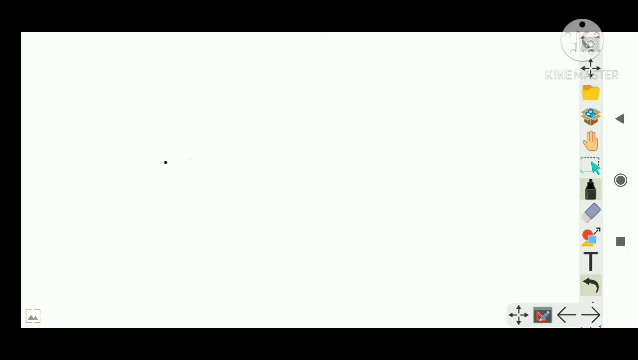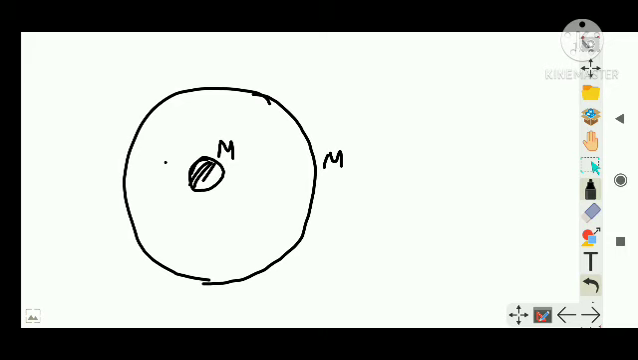Okay, so suppose you are having a particle of mass m. It is kept inside a spherical shell which is also having mass m, and say this is the radius r of the spherical shell. You are asked what is the gravitational potential at a point P, which is at a distance r by 4 from the center. This is the center, and this is the point P.